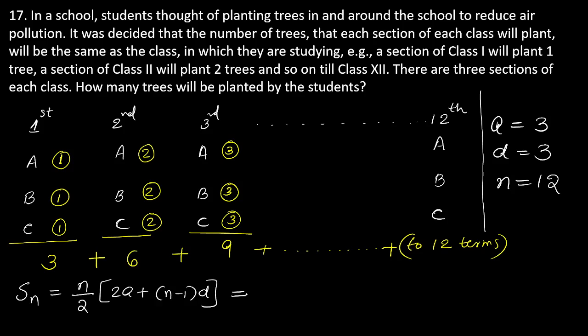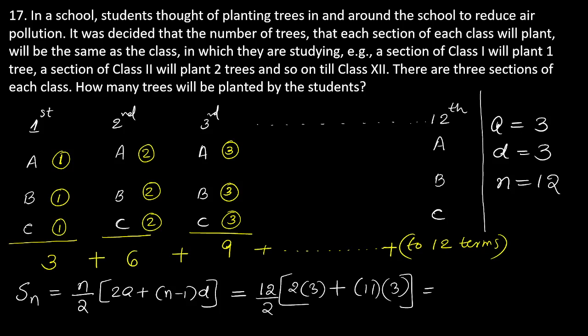If you get the answer, you can send me the answer as a chat message. n is 12. 2a will be 2 into 3. n is 12, correct? 12 minus 1 will be 11. d is 3.